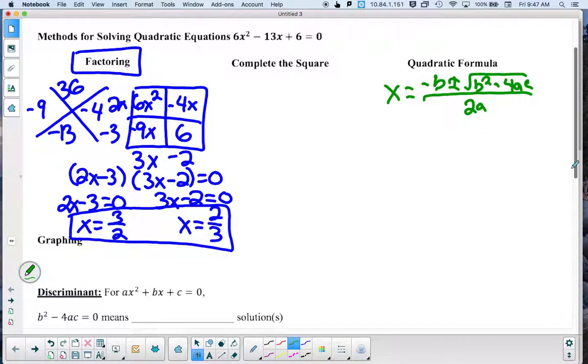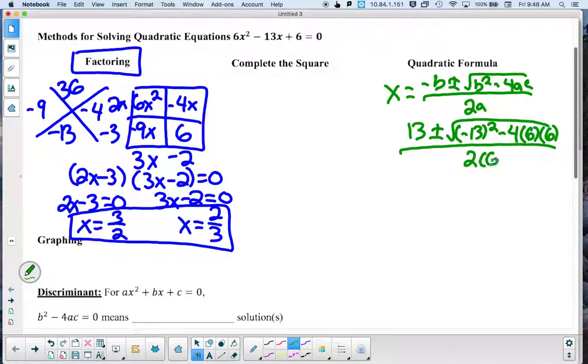And so since it's a negative 13, negative b would just be a positive 13, plus or minus the square root. We have to put that negative 13 in parentheses when we square it. Minus 4 times our a value of 6 times our c value of 6, all over 2 times our a value of 6. So you can type all of this into your calculator. I'm going to go ahead and show you guys how you would simplify this.